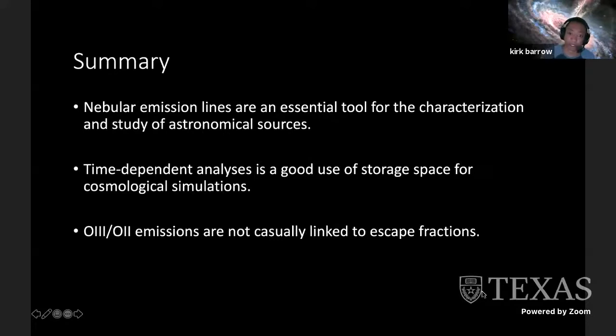And to summarize really quickly, you should care about nebular emission lines because they're going to help us solve some of these questions. Time-dependent studies are good. And it turns out that O32 is not linked to escape fractions in a causal way. It actually has to do with a timing issue. So I'll wrap up there.